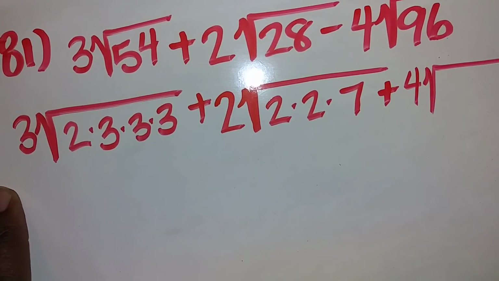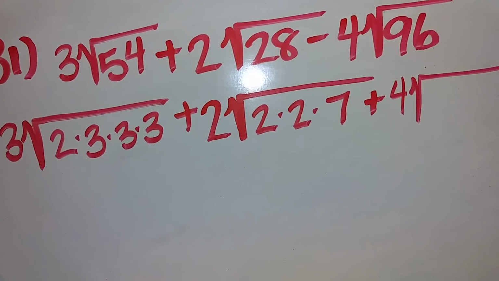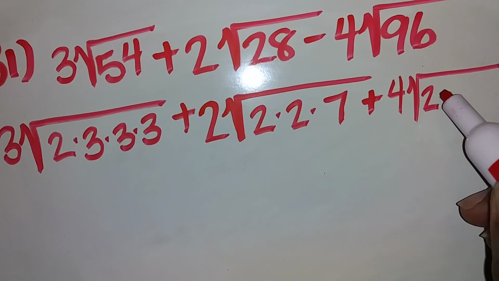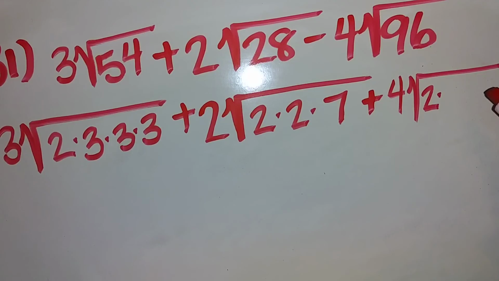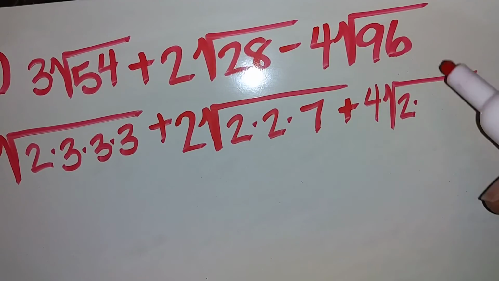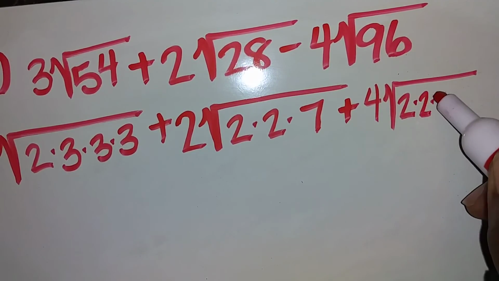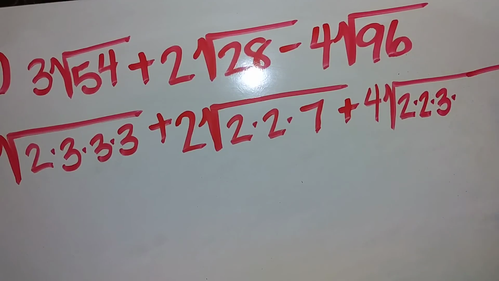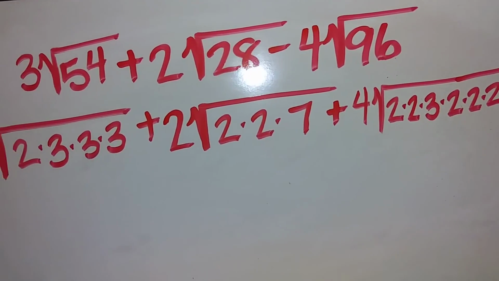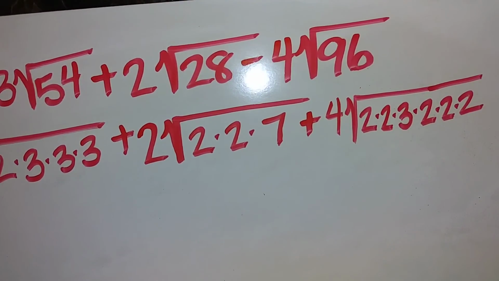Break down 96. So 96, I know that 2 times 48 is 96. Now break down 48. Well, I know that 6 times 8 is 48. 2 times 3 is 6. And for my 8, I need 3 2s. So that right there, it had a lot, but just look at it. I'm going to make sure you see it all before I go to the next step.